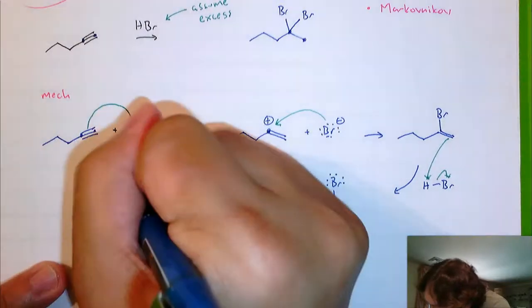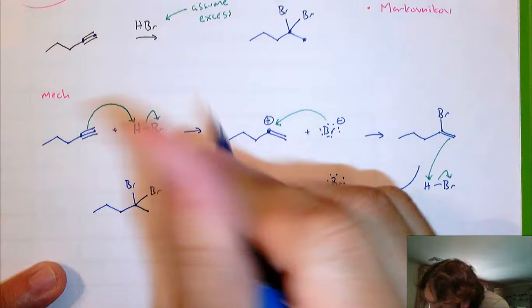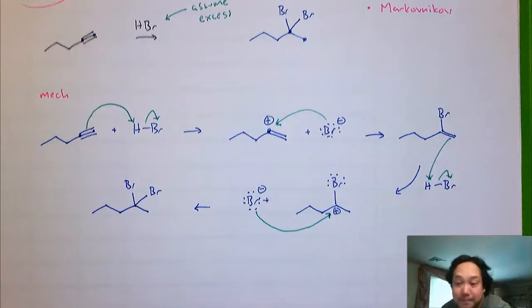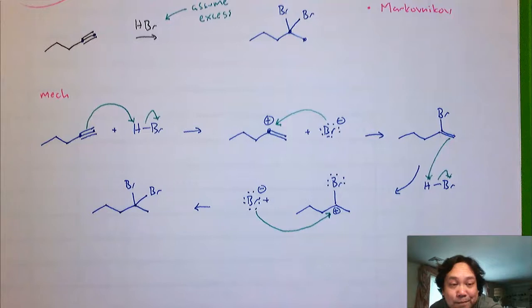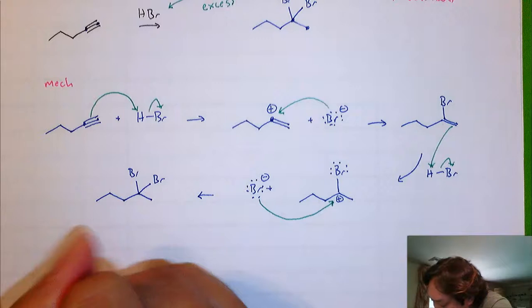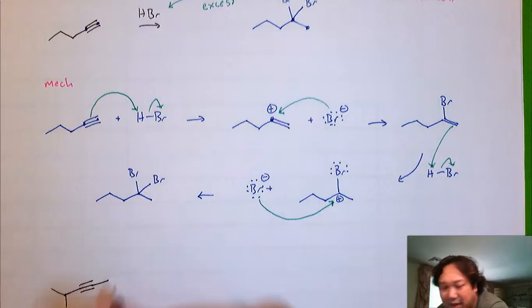And that should give us the dibromide where the bromines are on the same carbon. Cool. What about this one, internal? Would I ever ask you to draw a mechanism for this?